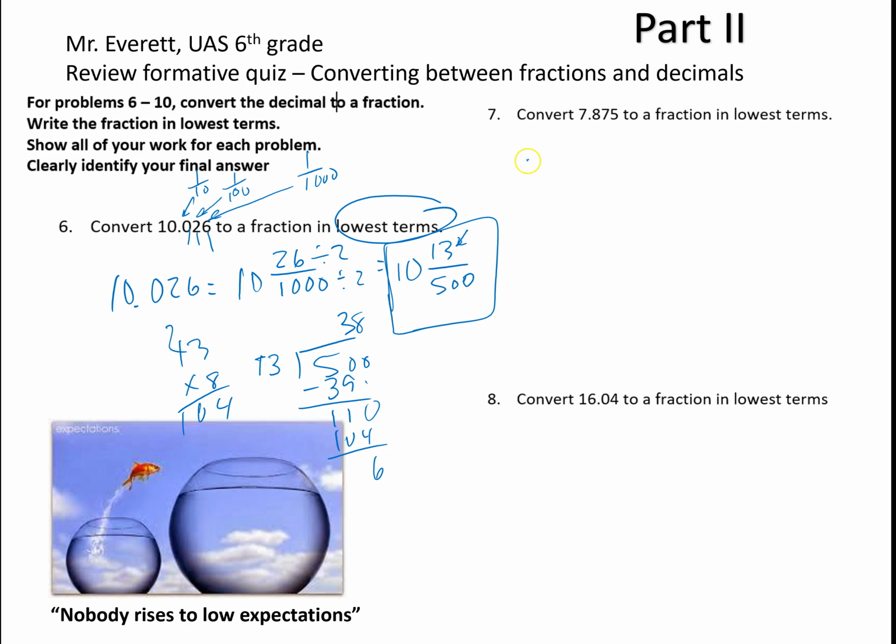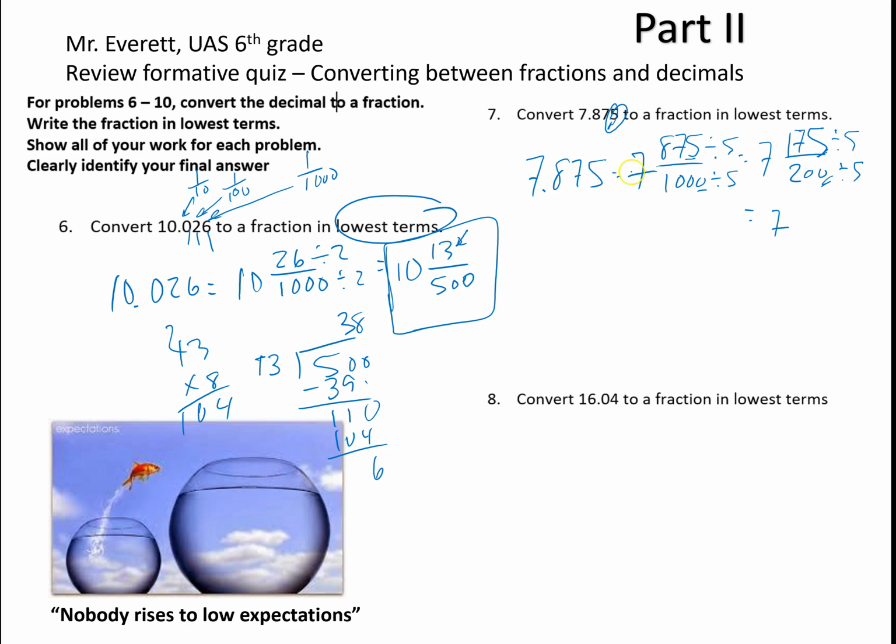The next one. 7 and 875 thousandths. Again, thousandths place. 7 and 875 over 1000. All right. So it's going to take me a couple of tries, but I know it's divisible by 5 because it ends in a 5 or a 0. So I divide the top by 5, and the bottom by 5. And I get 7 and 175 over 200. I still end in a 5 or 0, so I can divide by 5 again.